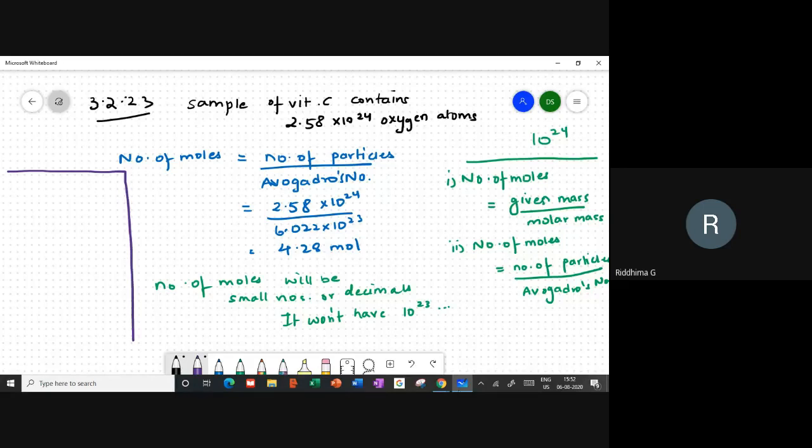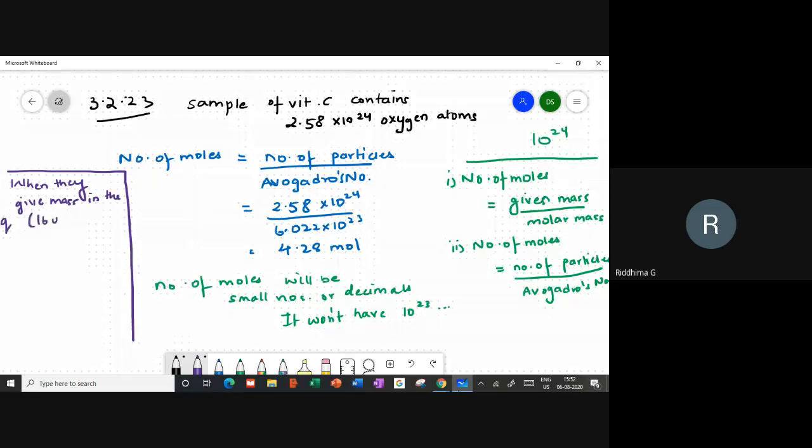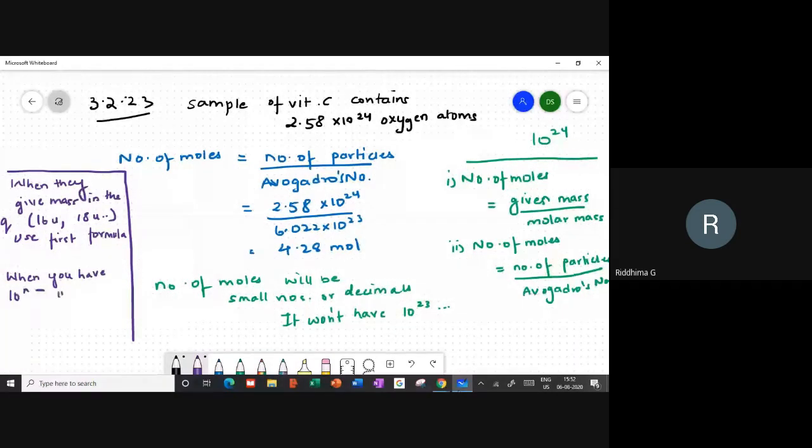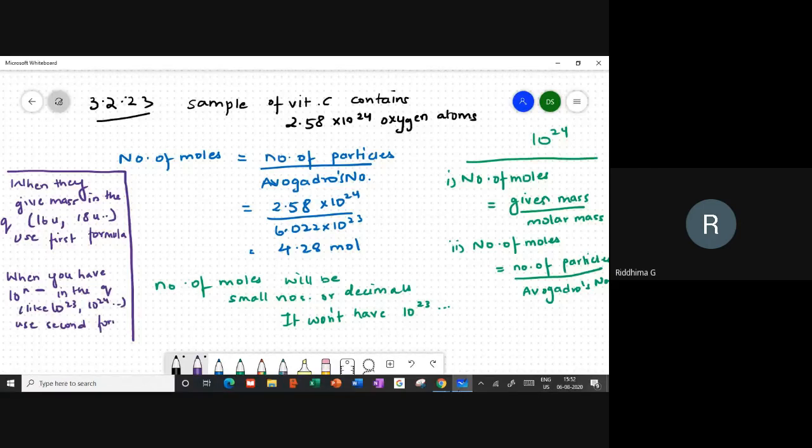When they give mass in the question, like 16 U or 18 U, with the mass given in U, use the first formula. And when you have 10 to the power something in the question, like 10 to the power 23 or 24, like this question, use the second formula.